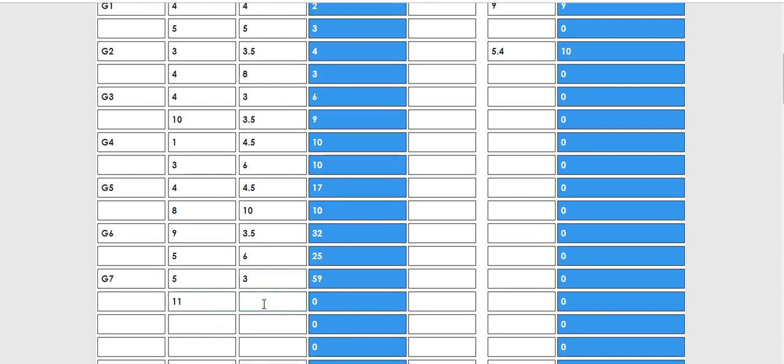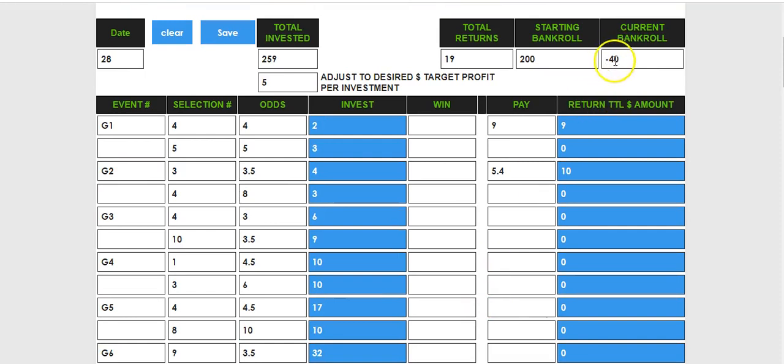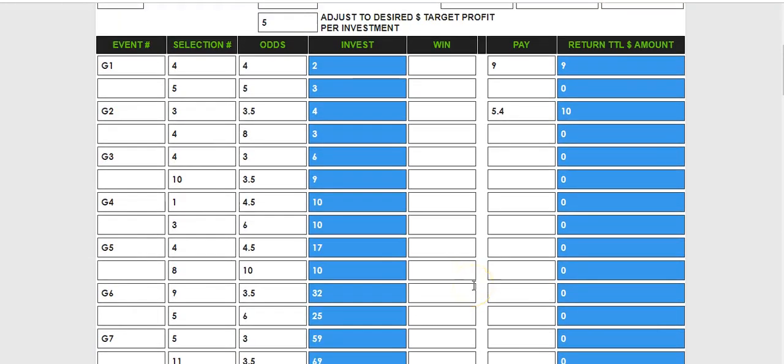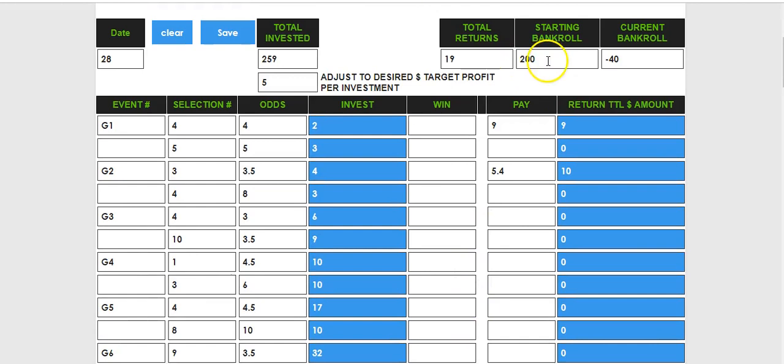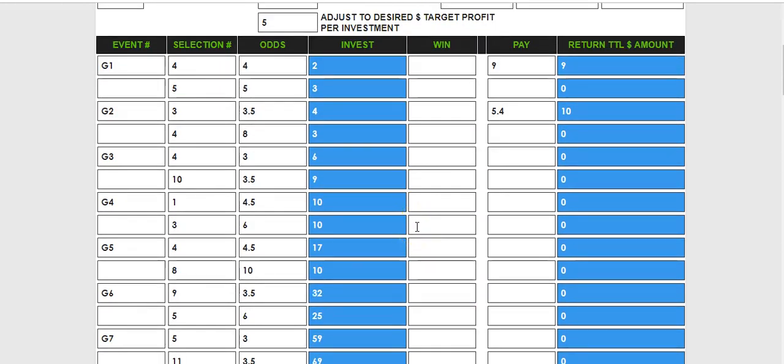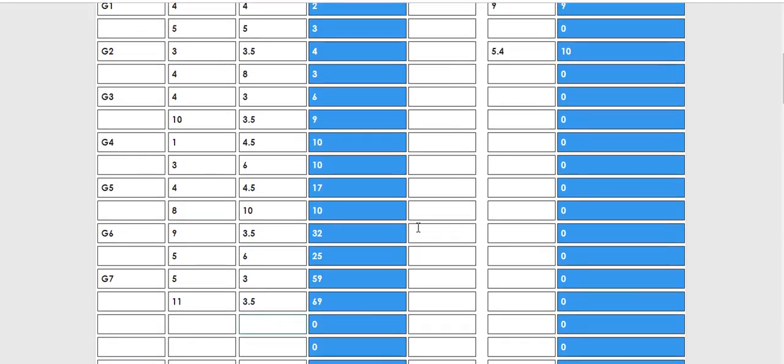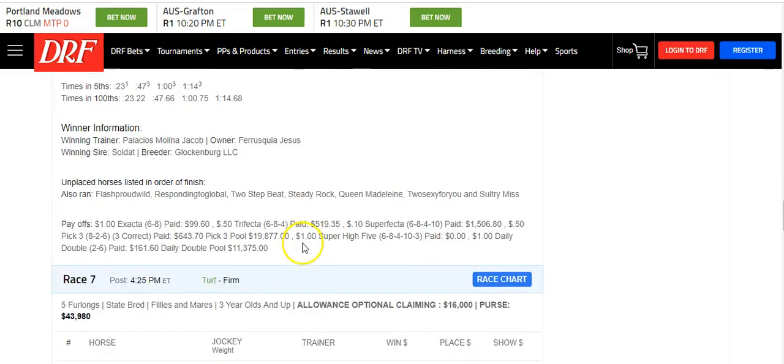11 is 3.5. Which is 69 and 59, you're minus 40, so you really needed to have a bankroll. I mean, if we had set this as 300, like we did with the previous video and demonstration 1, you still had enough coverage. But we're going to look at that race 7 and see what happened there.